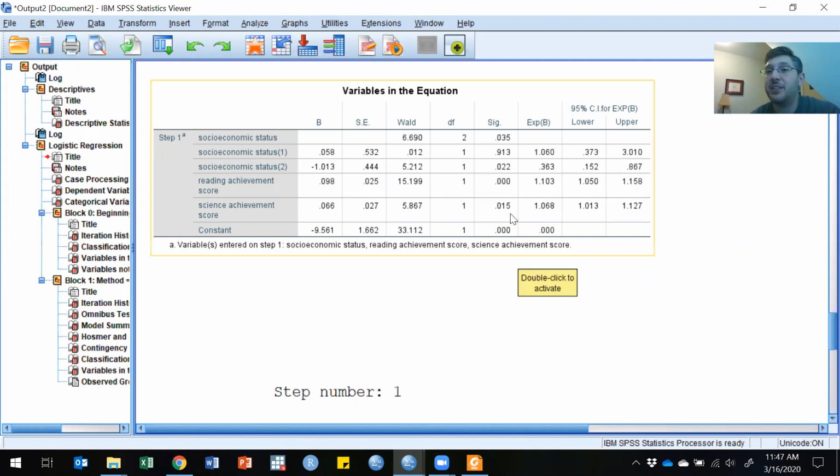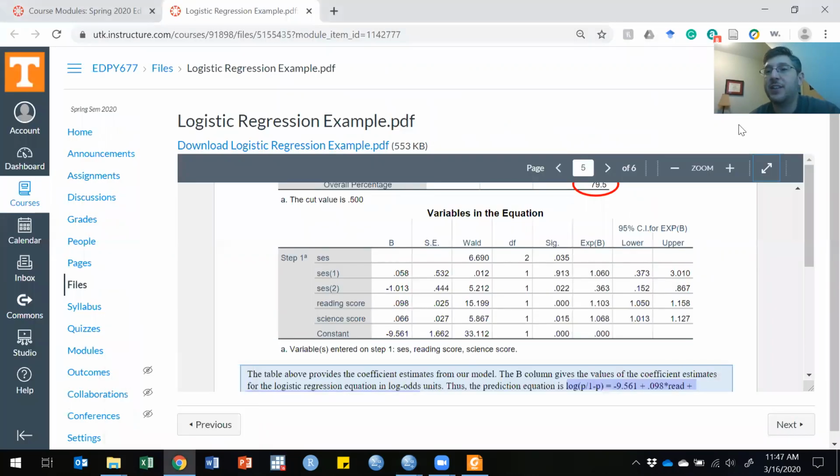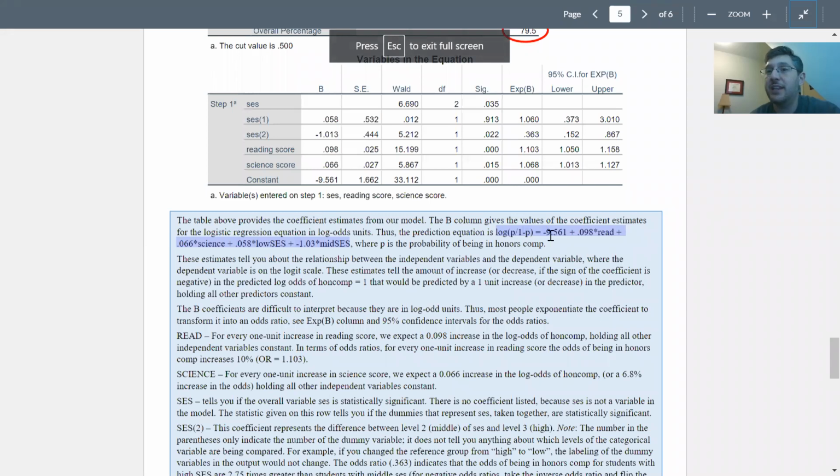You can also calculate some predicted probabilities for some hypothetical case that you think is important. That's what I did here. Basically, you solve this regression equation for a hypothetical case. In my example, I compared the probability of honors composition for someone with an average reading score versus somebody with a reading score 1 standard deviation above the mean. The average reading score is around 50 with a standard deviation of 10.